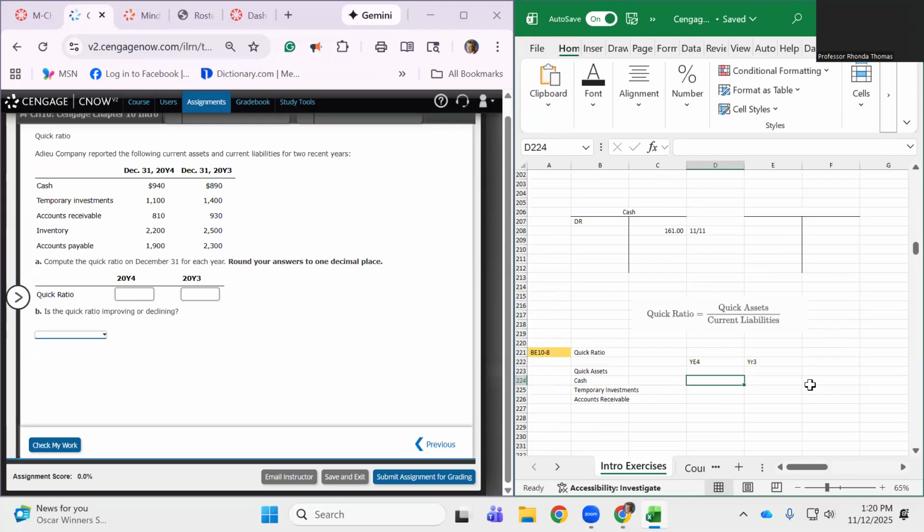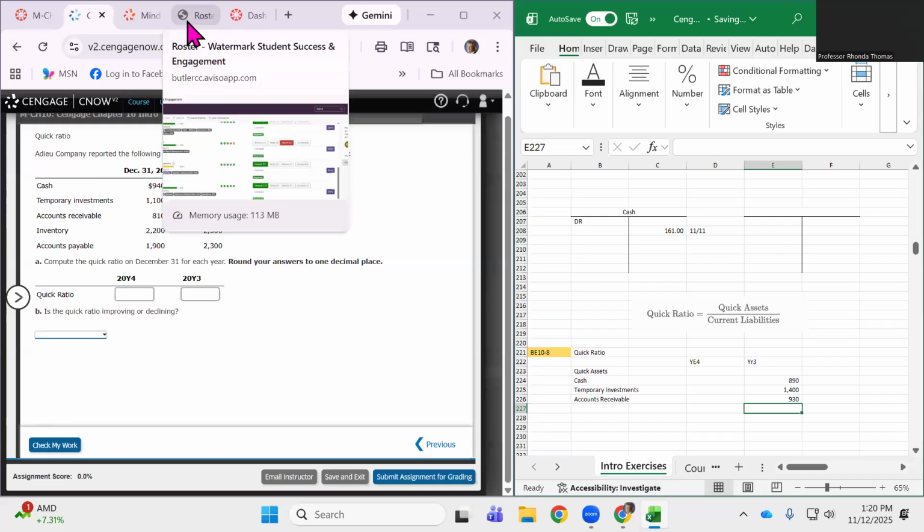Okay, and our quick assets. So let me put in the cash. The cash for year 3 is $890. The temporary investments are $1,400. Accounts receivable are $930. Now they went ahead and gave you inventory just to see if you know what the quick assets are.